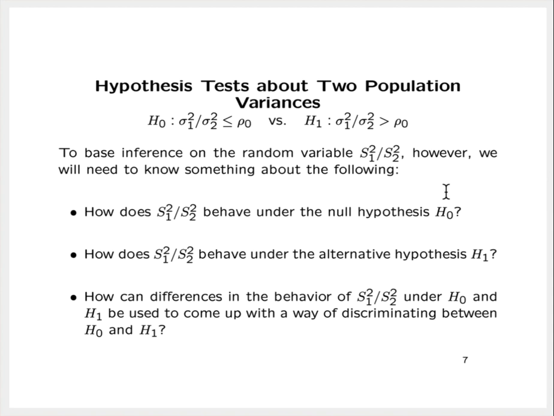Now, in order to base an inference on that random variable, we need to know something about its behavior. In other words, specifically, how does the ratio of the two sample variances behave under the conditions of the null hypothesis, and how does it behave under the conditions of the alternative hypothesis? Once we determine that, can we use differences in behavior of S1 squared over S2 squared under the null and alternative hypotheses to come up with a way of discriminating between when the null and alternative hypotheses are true?